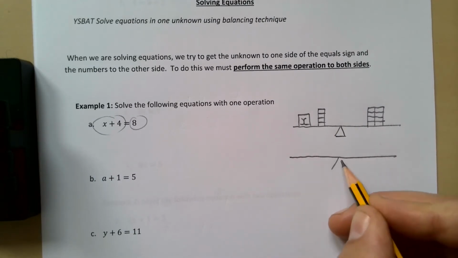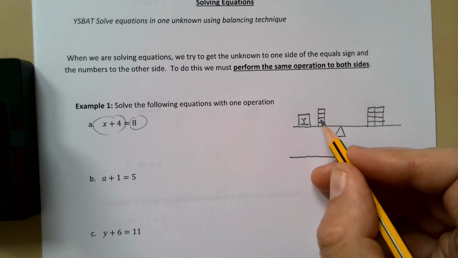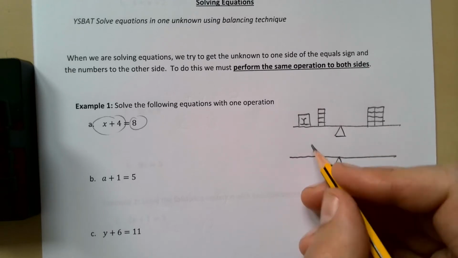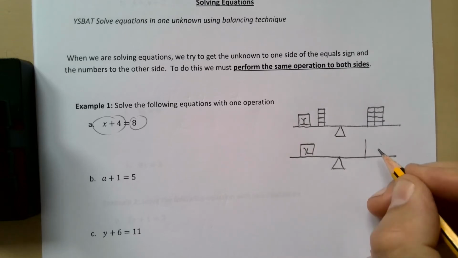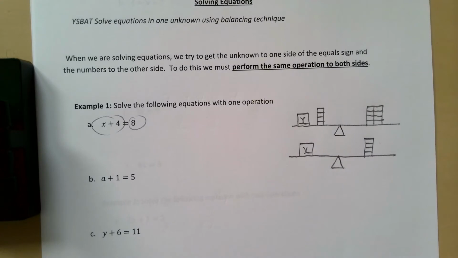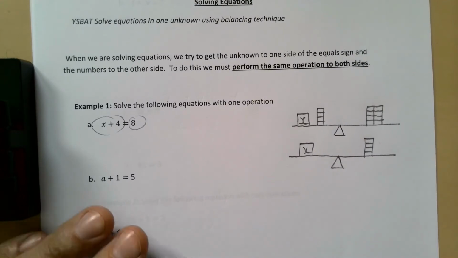So if I take 4 off this side here, to keep it balanced, which it is, I need to take 4 off the other side. Now we're not worrying about moments or anything kind of crazy here. And so in that case, then we're going to go x is 4. So here's how we do this.